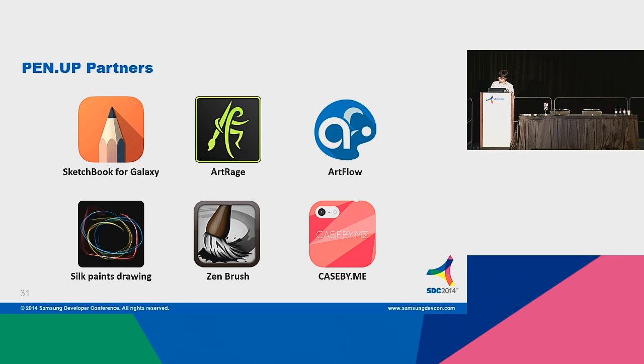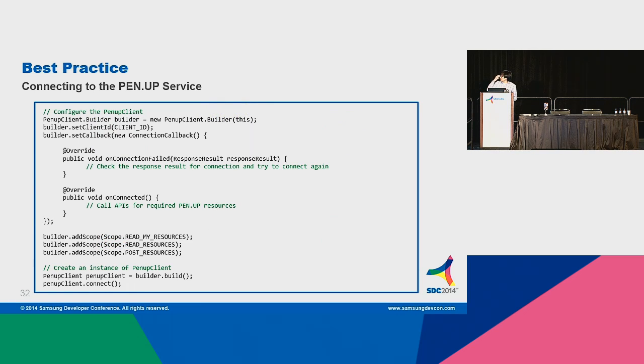Okay, so using the PEN.UP SDK, you can provide those features in your application. This is the best practice for connecting to the PEN.UP service. So you should first configure the PEN.UP client. You should set your own client ID and callback like this. And you can add scope information for the app authorization. You can refer to the programming guide for more detailed information.